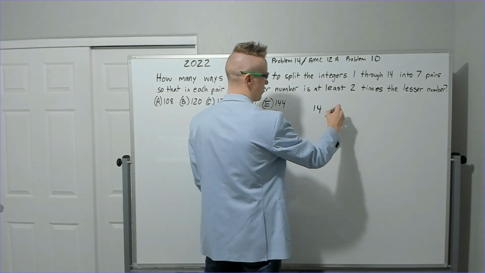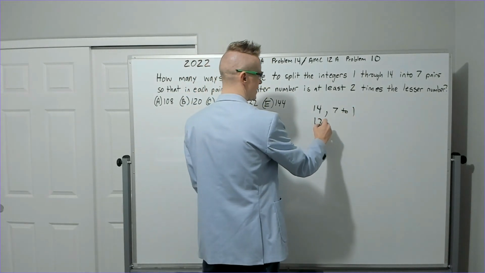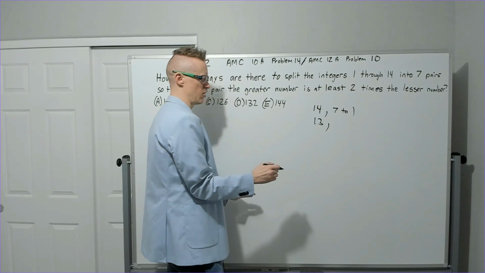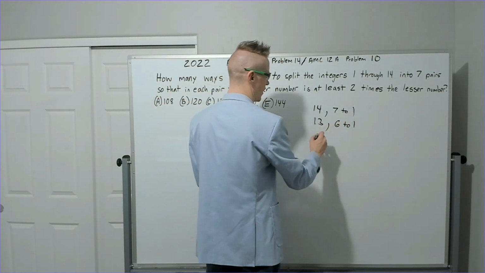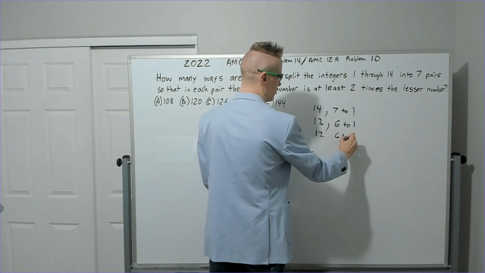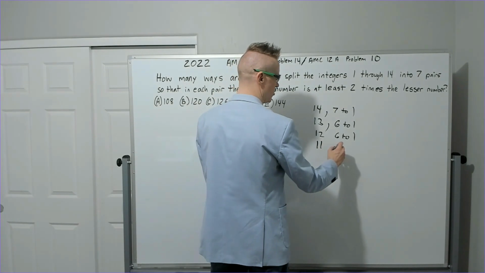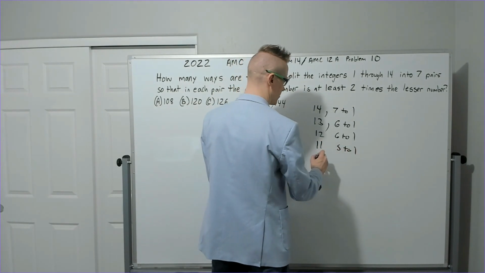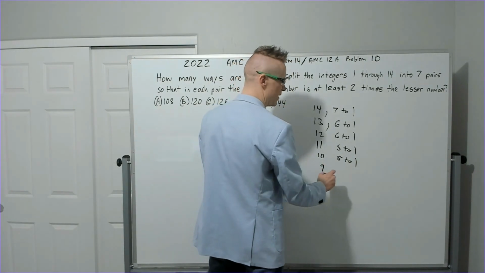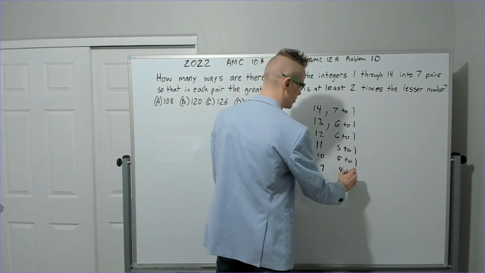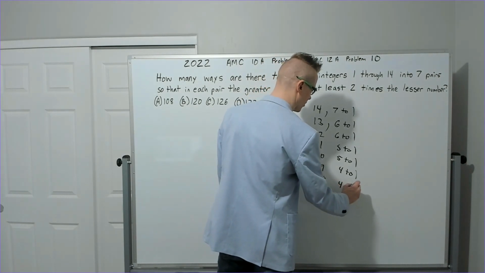14 could be paired with anything from 7 to 1. But 13, because it's only twice 6.5, could only go from 6 to 1. 12 could also go 6 to 1. And now you're kind of getting a flow going. You're just going to kind of fly through now. 11 is 5 to 1. 10 is 5 to 1. 9 would be 4.5, so 4 to 1. 8 would be also 4 to 1.